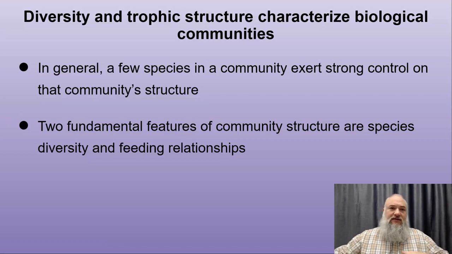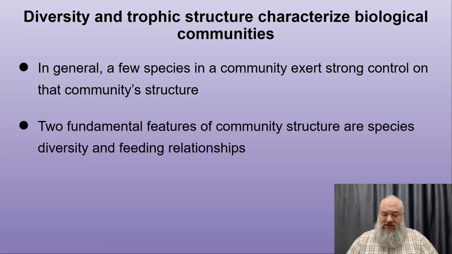So diversity is the number and abundance of different types of organisms, and trophic structure is the different levels, like producer, primary consumer, secondary consumer, that sort of thing. In general, a few species in a community can exert strong control on that community structure. So we'll take a look at that in this section. And there are two fundamental features of community structure that we're going to look at, which is species diversity and feeding relationships.